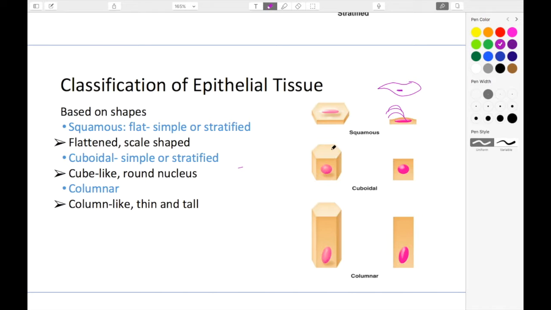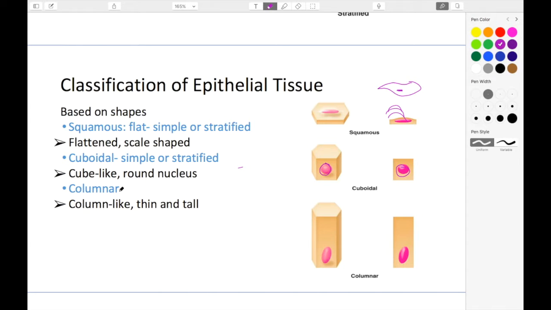Okay, they look like cubes, and the nucleus is round, right? The nucleus is round, and they also may be simple or stratified. They look like cubes and they have a round nucleus. Okay, that's the idea here. That's why we call them cuboidal.